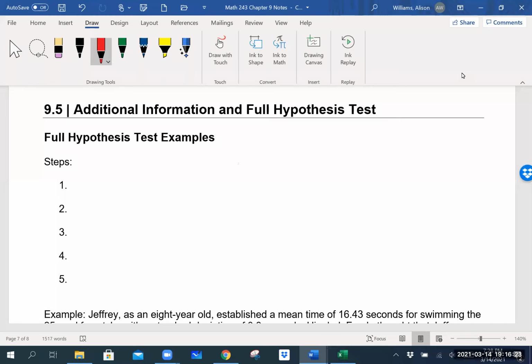So when we run a hypothesis test, the very first thing we want to do is write the null and alternative hypothesis. So we call that H sub 0 and H sub A. Remember, the null hypothesis is always going to have equals. That's how we're going to use it, always with the equal sign. And the alternative might be less than or greater than or possibly not equal to.